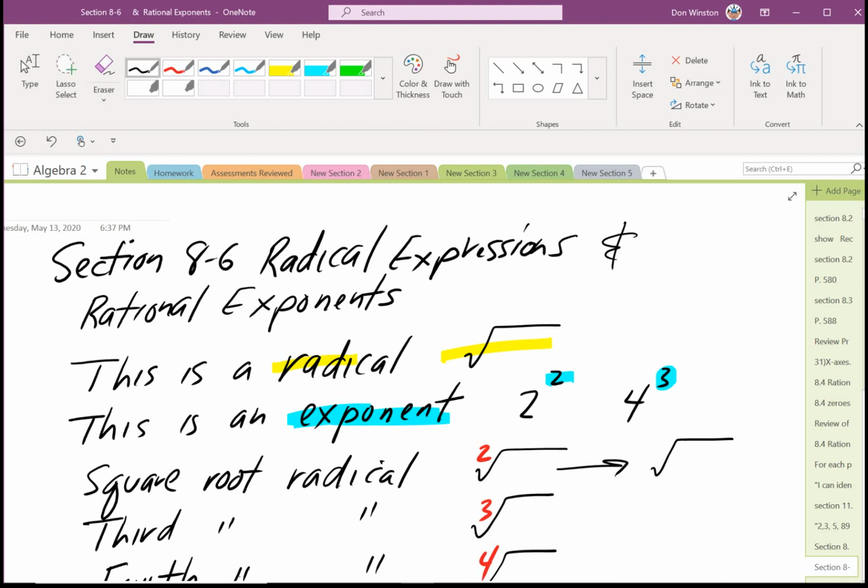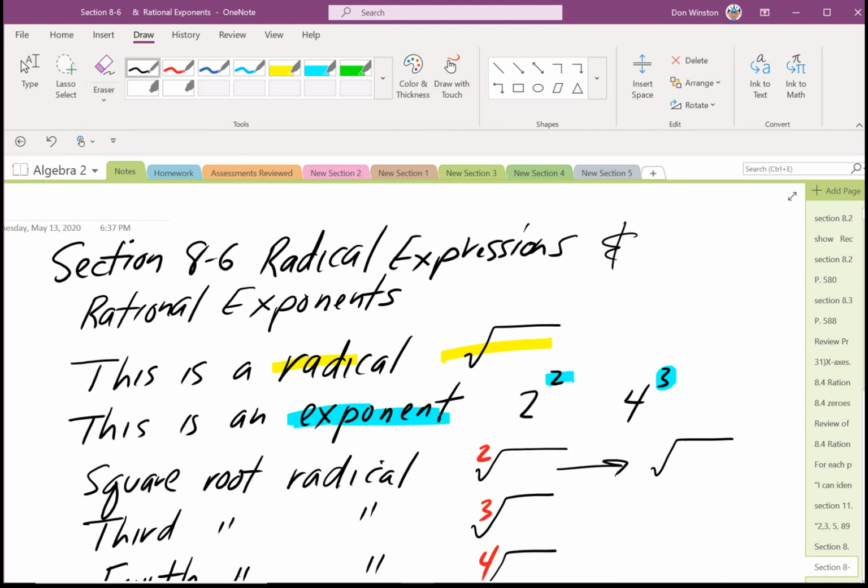Today I'm looking at just radical expressions, although we'll touch very briefly on exponents, and then in a couple of days you will be able to quite freely go from a radical expression to a rational exponent expression and vice versa. But today we'll just be working with radical expressions.